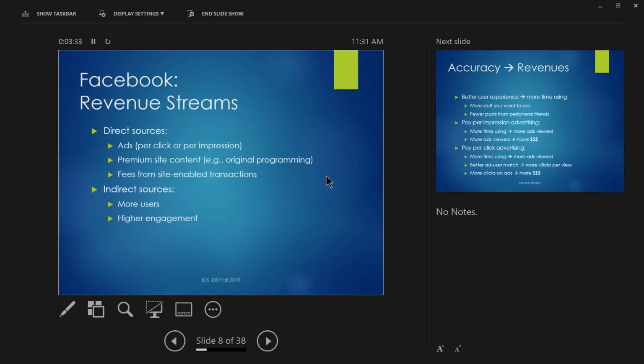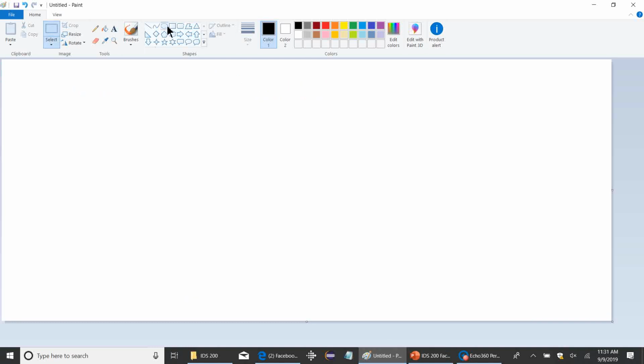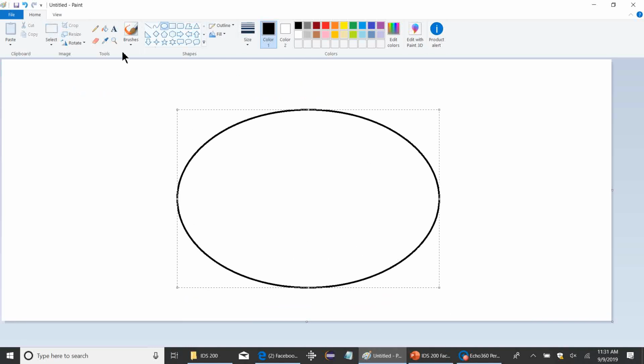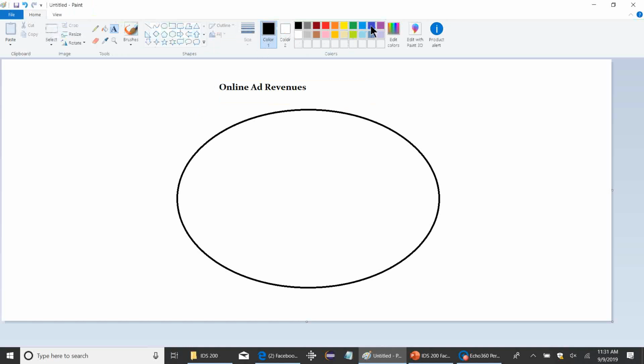So, next stuff, revenue streams. By far, the main revenue stream for Facebook is ads, right? I'll add on this, just as a big picture of what the world is in terms of ads. So, okay, online ad revenues. And we'll do a wedge for our big friends.